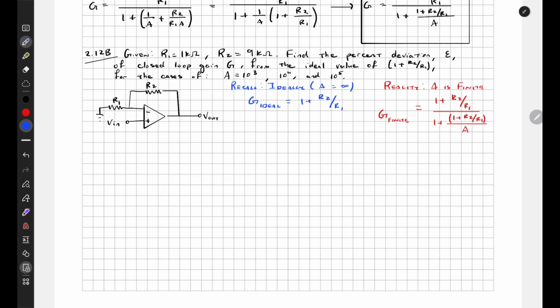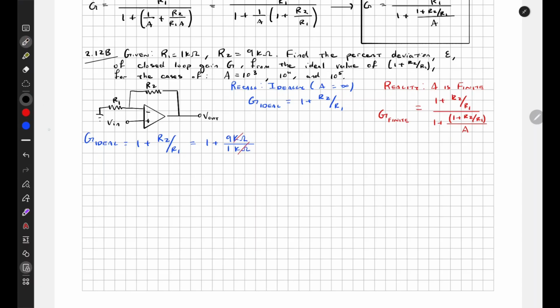So in the first case, let's first solve for the ideal case, when open loop gain A is infinity. That equation is 1 plus R2 divided by R1, which is 1 plus R2 is 9 kilo ohms, and R1 is 1 kilo ohms. And clearly the kilo ohms cancel off.